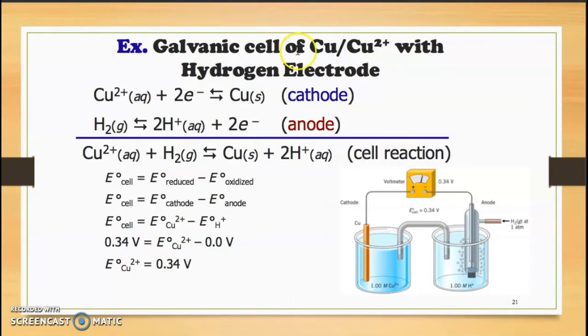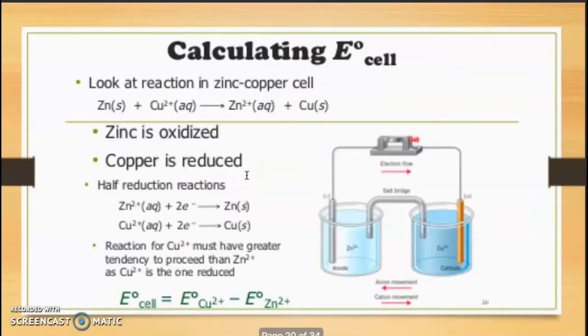Now a galvanic cell of Cu2+/Cu with a hydrogen electrode. This is at the cathode for the copper and hydrogen at the anode. So this is the net cell reaction, or overall reaction. And here the standard cell potential is equal to the SRP reduced minus the SRP oxidized.